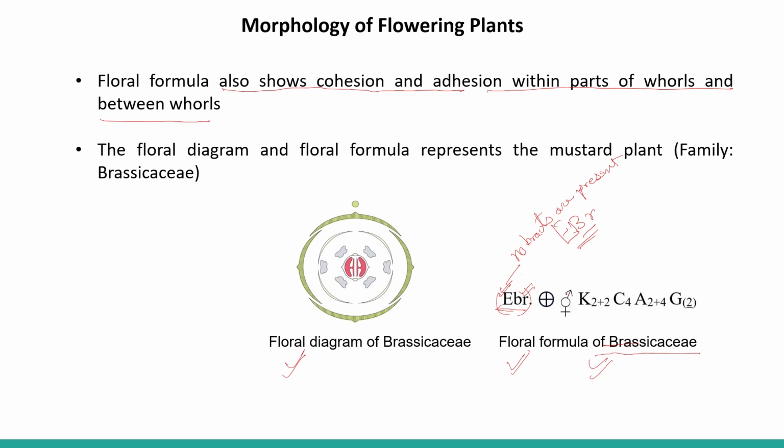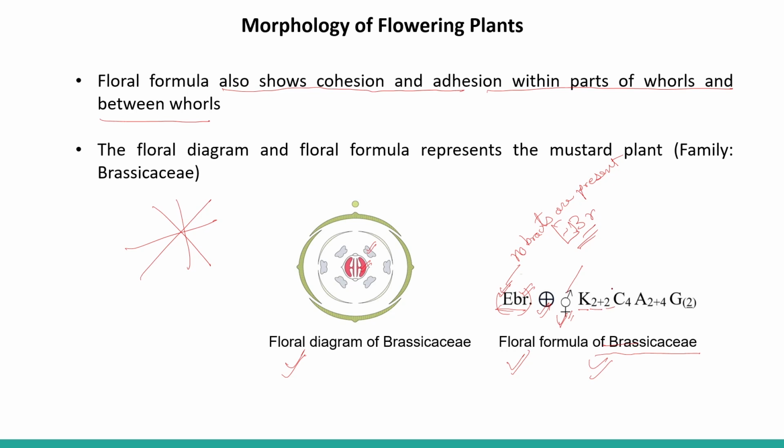Now this symbol, actinomorphic. Actinomorphic means the flower can be divided into two equal halves by any number of radial axes, like in the case of a starfish. Next is this symbol, bisexual. The flower is bisexual. As we can see in the floral diagram, the flower has the male reproductive part as well as the female reproductive part. So bisexual flower.